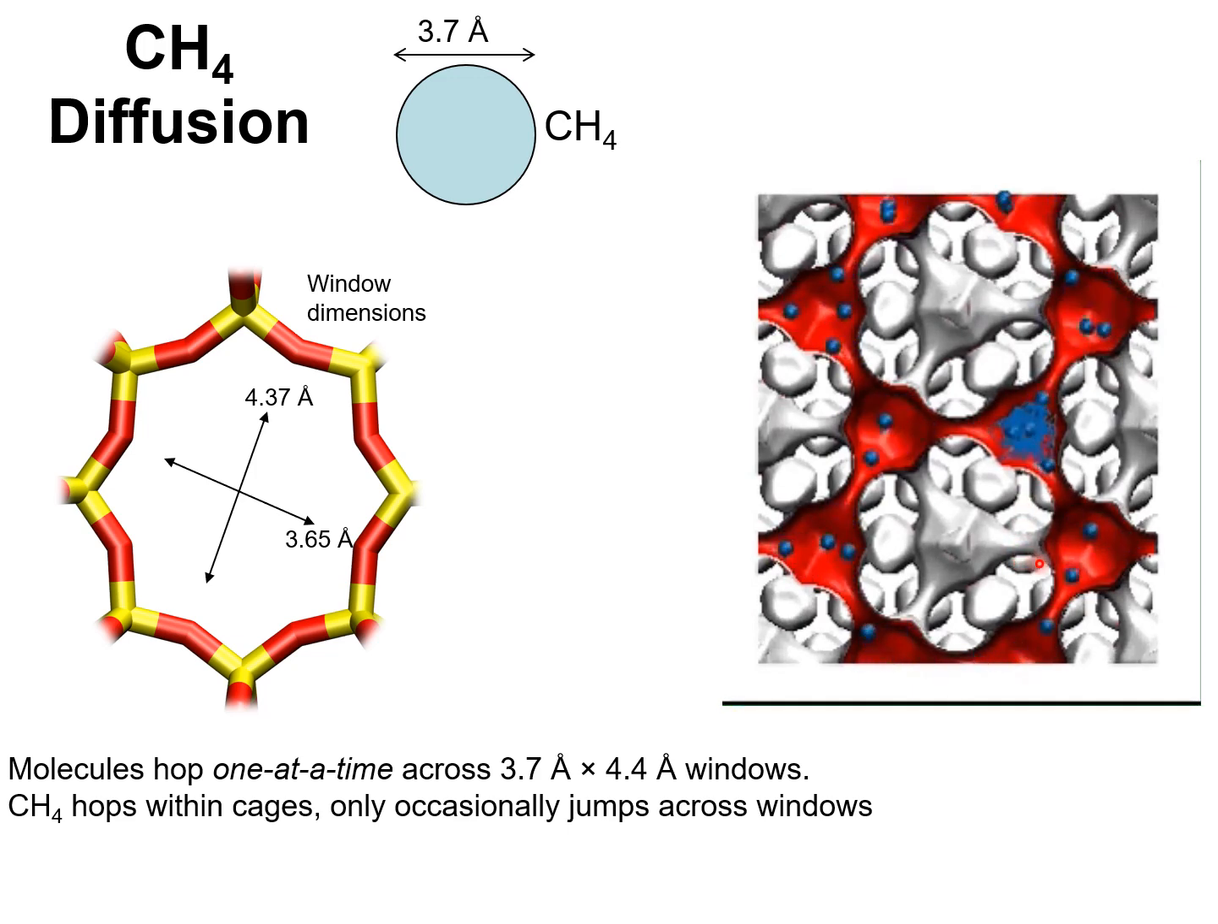Only very infrequently, once in a blue moon, is a methane molecule able to undergo a cage-to-cage hop. And the diffusivity of methane is significantly lower, by about 2 orders of magnitude, than the diffusivity of CO2.